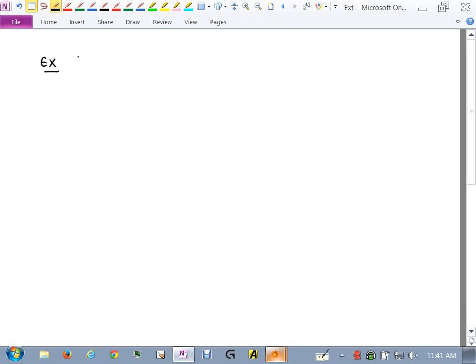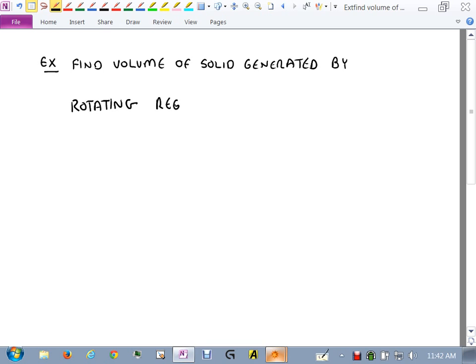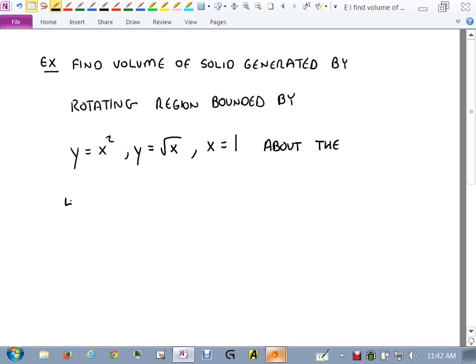All right, so instructions here. Find the volume of the solid generated by rotating the region bounded by y equals x squared, y equals the square root of x, and x equals 1 about the line y equals -4.